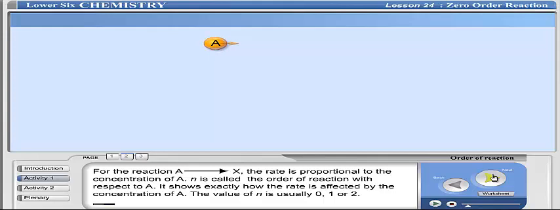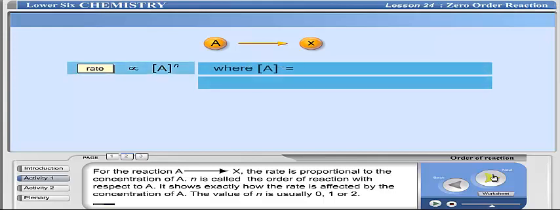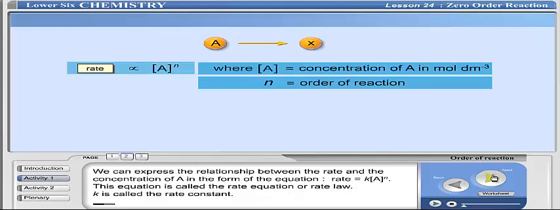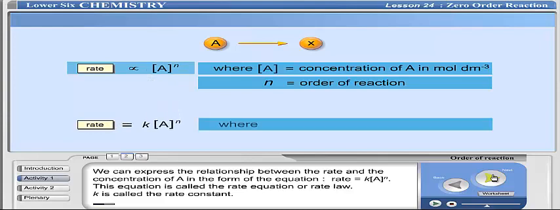For the reaction A gives X, the rate is proportional to the concentration of A to the power n. n is called the order of reaction with respect to A. It shows exactly how the rate is affected by the concentration of A. The value of n is usually 0, 1, or 2. We can express the relationship between the rate and the concentration of A in the form of the equation rate equals k times concentration of A to the power of n. This equation is called the rate equation or rate law. k is called the rate constant.